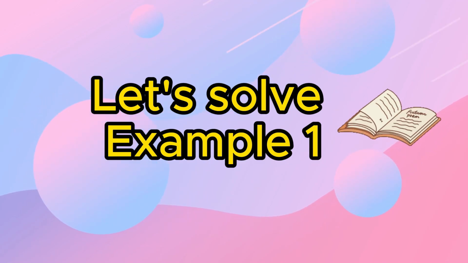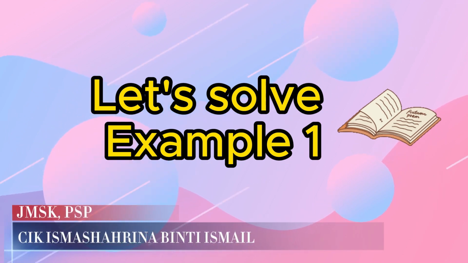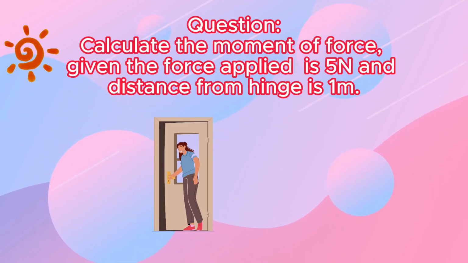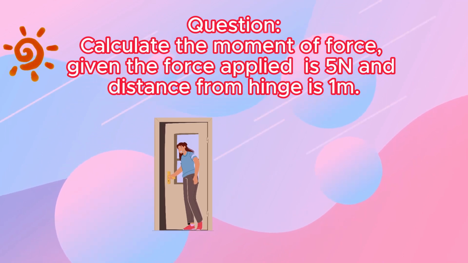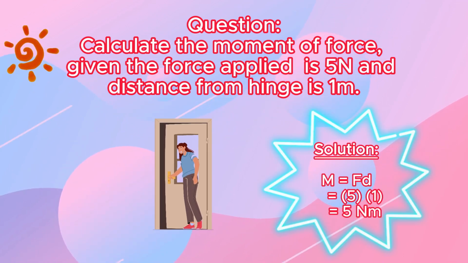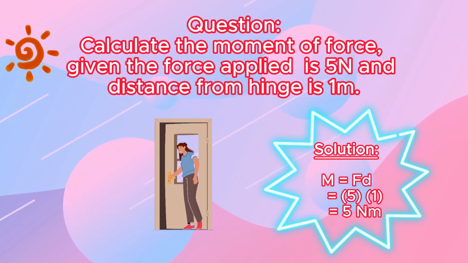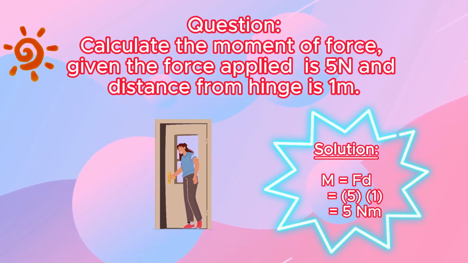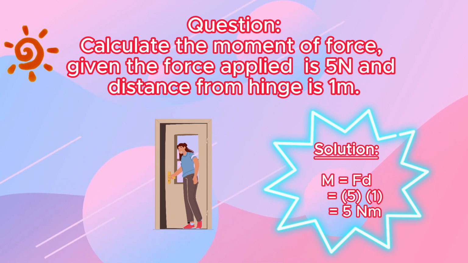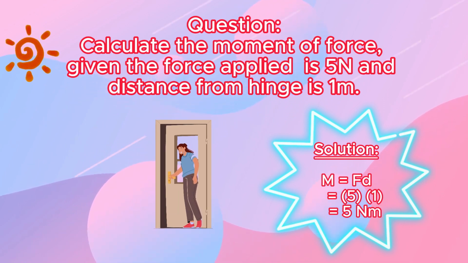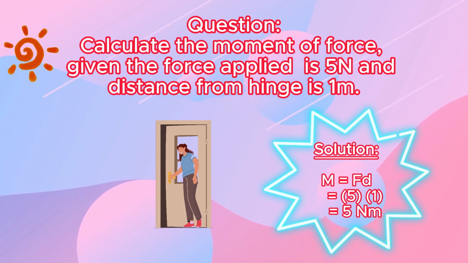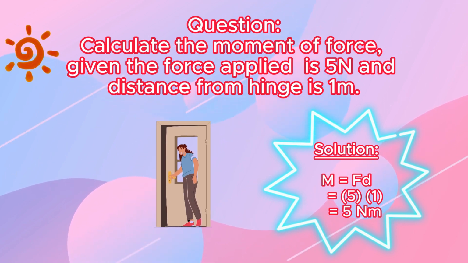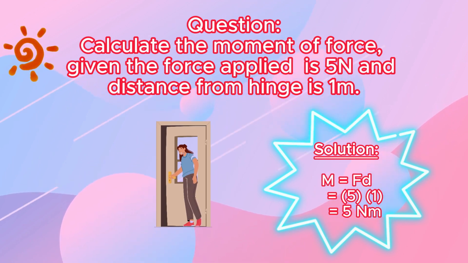Next, let's have a look at example 1. The question needs you to calculate the moment of force. To solve this question, we need to use the formula M equal to F times D. Then, substitute the value of F equal to 5 and D equal to 1. So, M equal to 5 times 1. And the answer is 5 Newton meter.